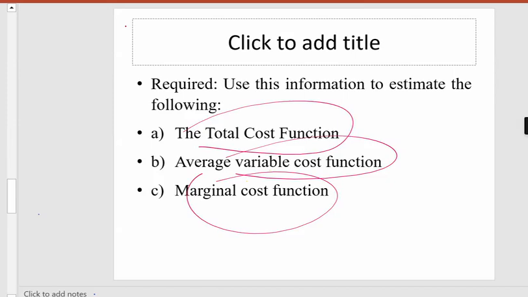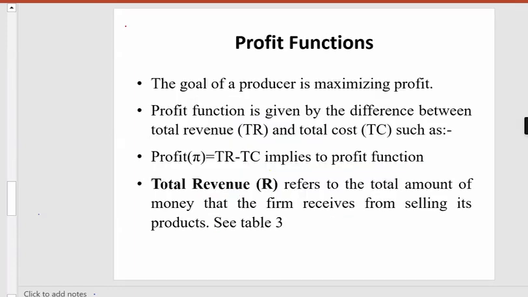Having known those concepts of production and cost theory, let us look at how we get the profit. We have seen the level of output that minimizes cost, but we have not yet seen how to compute the profit.